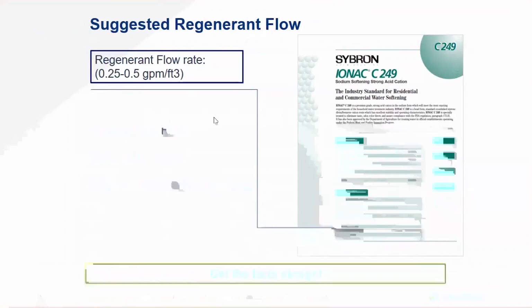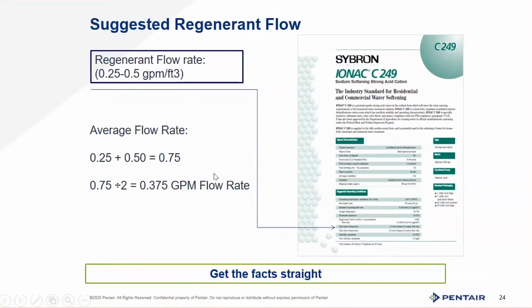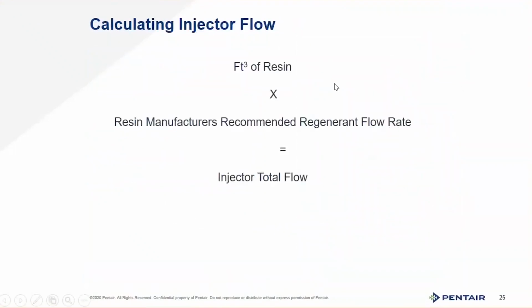So when we get regenerate flow suggested here, we're going to take the middle of the road scenario. Suggested resin flow is between 0.25 and 0.50 GPM per square foot of resin. I like to average that out and get a 0.375. Why? That helps mitigate pressure changes in the building during regeneration. So get the information right from your manufacturer. Cubic feet of resin times the resin manufacturer's recommended regenerate flow rate equals the total injector flow.